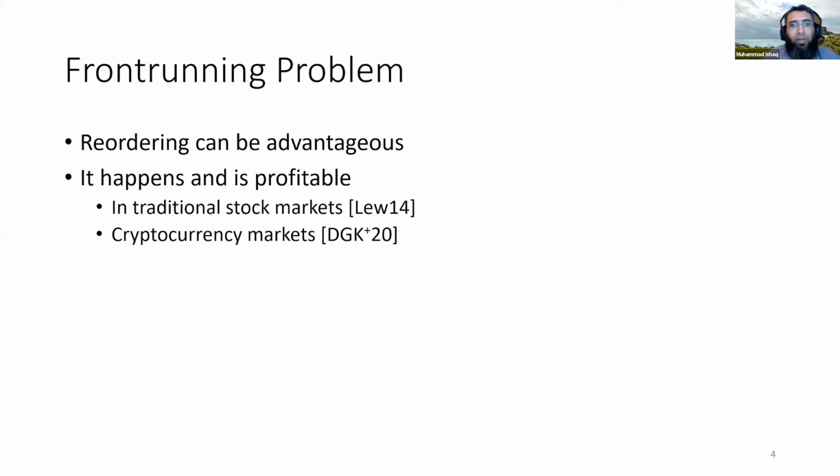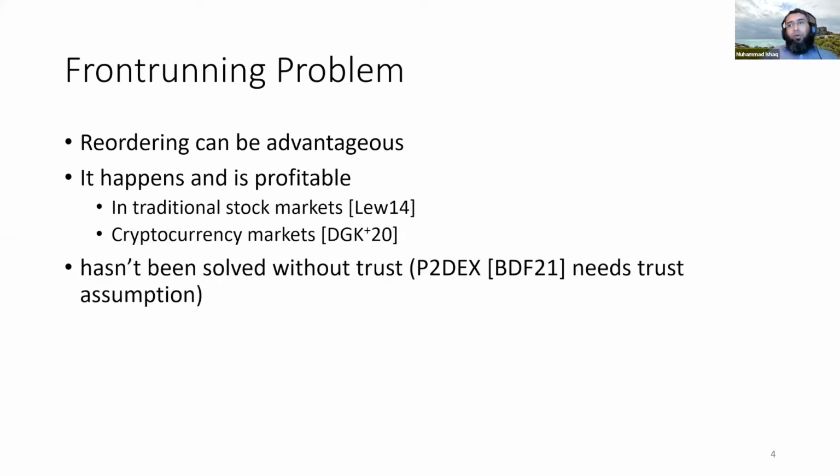So, this is a long-standing problem. In fact, up until recently, it wasn't solved at all. Recently, there is this paper by Baum et al. called P2DEX that solves it, but it needs a trust assumption. Also, they are not implementing a market maker. Their exchange is order book based, and they are essentially implementing the exchange as an MPC. So the assumption is that if the servers which are running the exchange MPC protocol, if those servers are honest, then the trade reordering cannot happen, right?